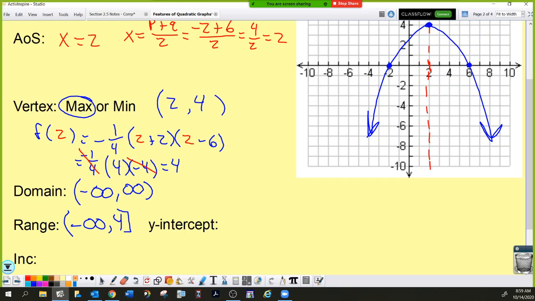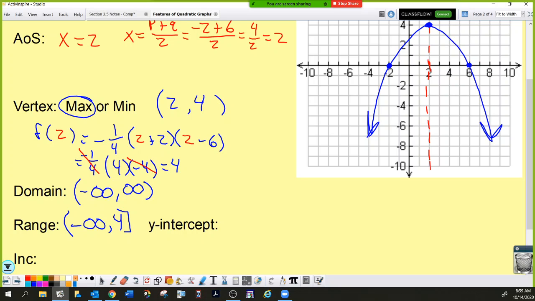Y-intercept. Oh, yes, question for me? Yes, if it's a maximum, the number will always be on the right because it's the quote-unquote biggest. And if it's a minimum, the number will be written first because it's the smallest. Yeah, because our intervals are always written from small to big.